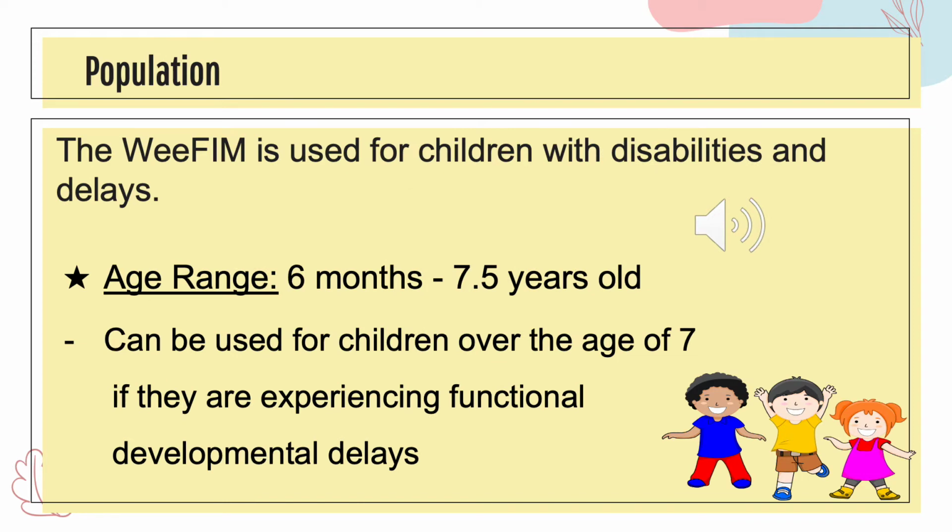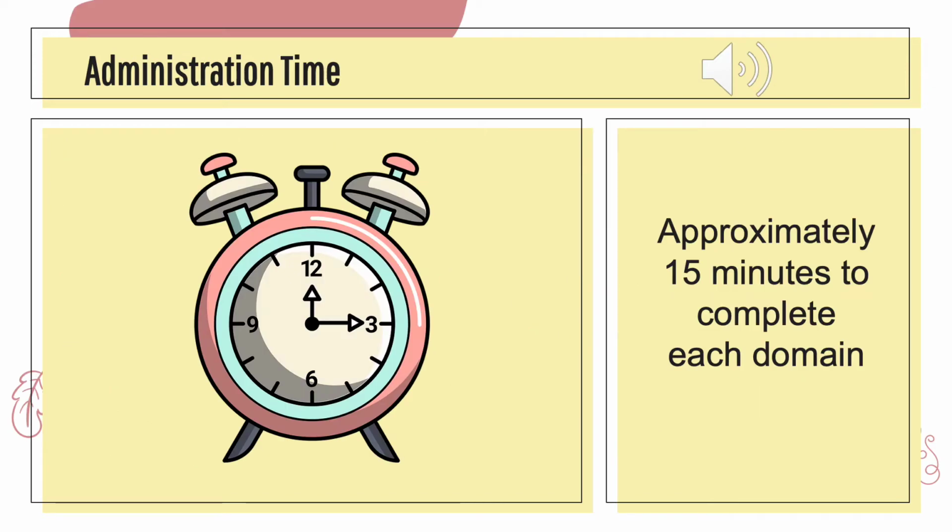The population that WeeFIM serves includes 6-month-old to 7.5 years old, and these children have disabilities or delays, and there is an exception of children over the age of 7 if they are experiencing functional developmental delays. The administration time for WeeFIM is relatively short. It's only approximately 15 minutes to complete per domain, and this includes 15 minutes for self-care, 15 minutes for mobility, and 15 minutes for social functioning as well.